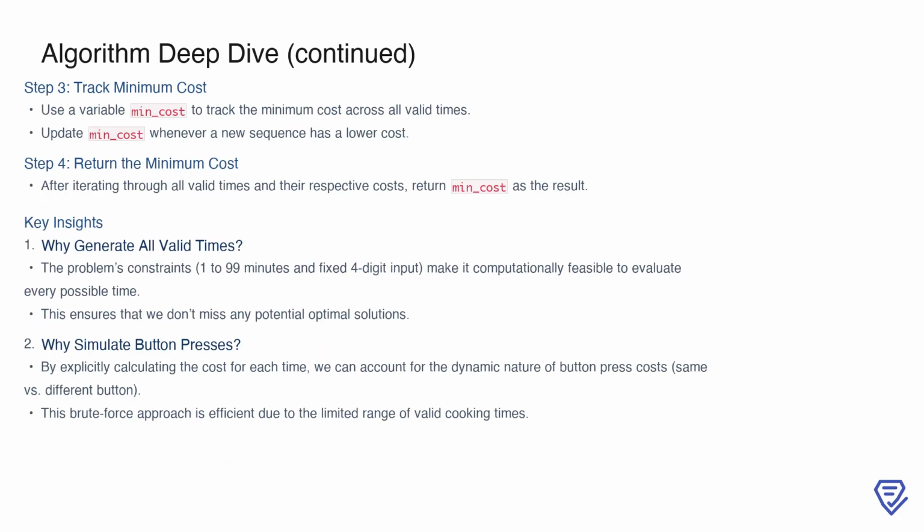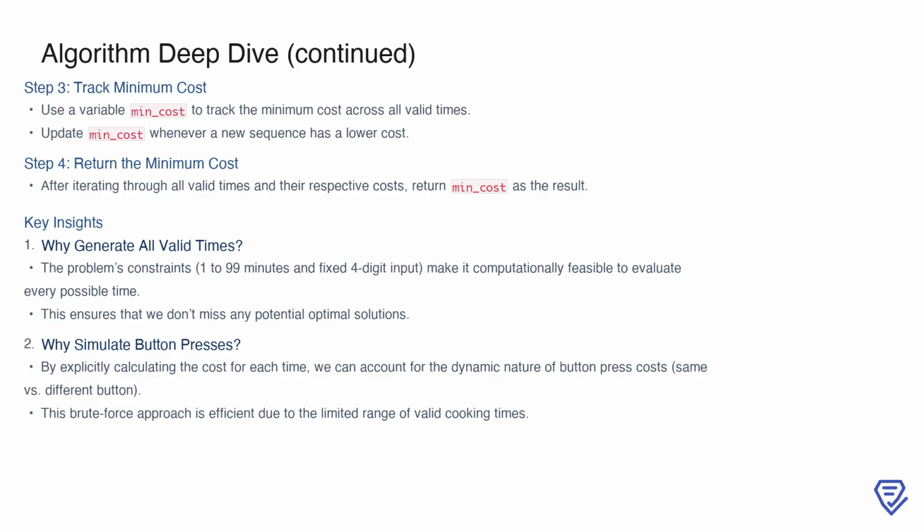The next part of the algorithm involves tracking the minimum cost. We maintain a variable called min_cost to store the lowest cost encountered so far. For each valid time sequence, we calculate its cost based on the button press rules. If the calculated cost is lower than the current value of min_cost, we update min_cost to reflect the new lower value. After evaluating all valid time sequences, the algorithm concludes by returning the value of min_cost as the result. This ensures that the solution is optimal.